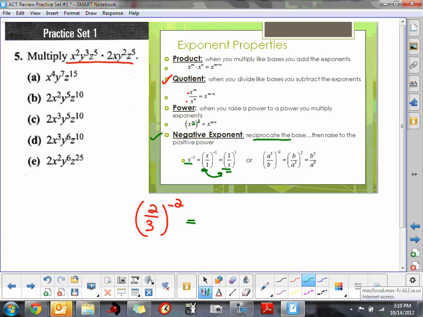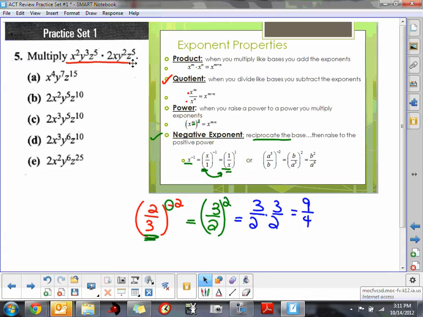All the negative exponent is going to do is say reciprocate the base, and the base is the bottom number that you're trying to raise to a power of 2. So if we reciprocate it, it's going to be 3 over 2 raised to the second power. And now we can write 3 over 2 twice as a factor, or we can use our power rule. So we have 3 over 2 times 3 over 2. We should get an answer of 9/4.